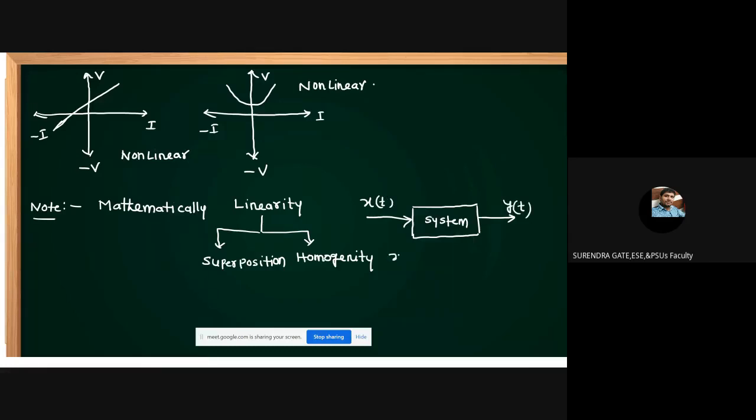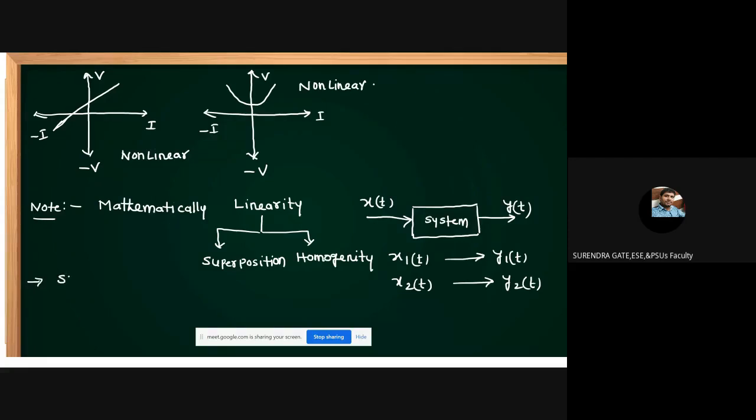For example, for input x1 of t, I am getting output y1 of t. Next, I give the input x2 of t, then I am getting the output y2 of t. I change it to another input, that is x2 of t, and I get y2 of t as the output. Then, what is the superposition principle?